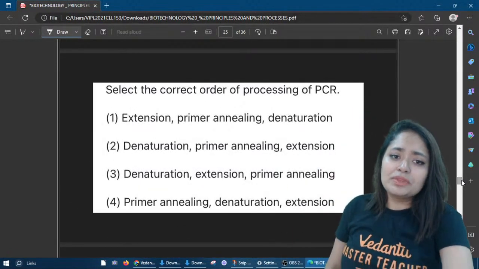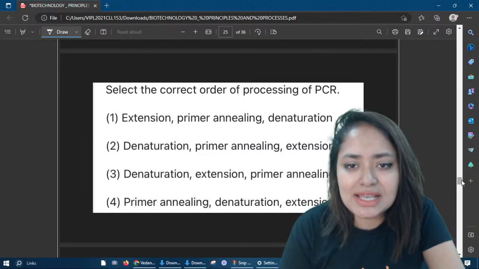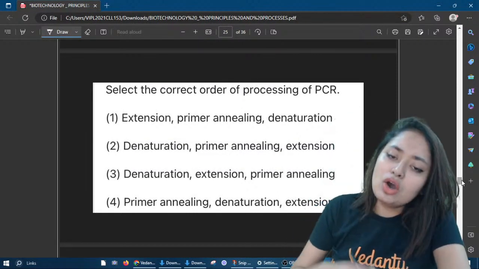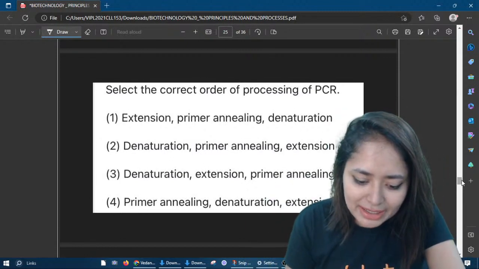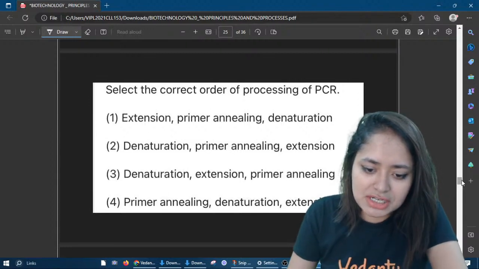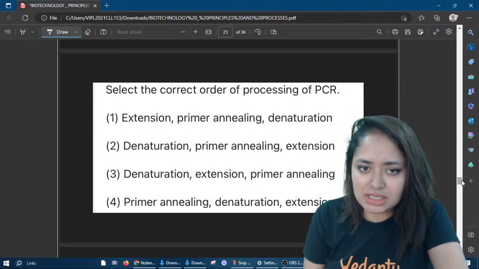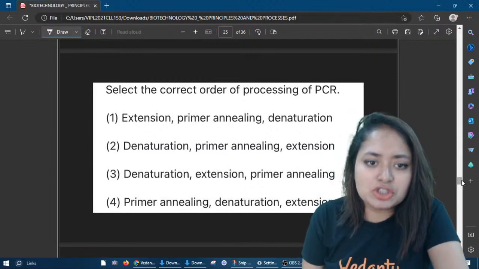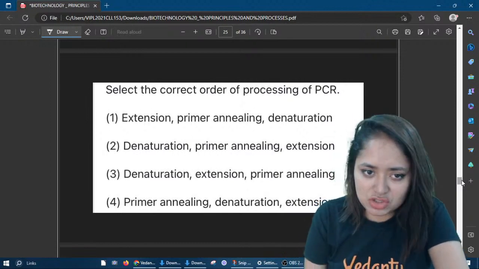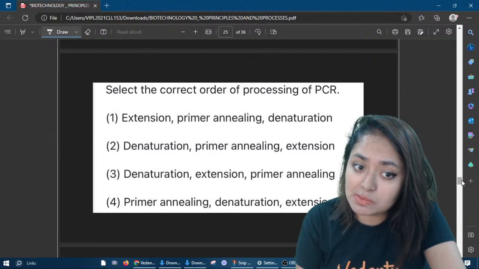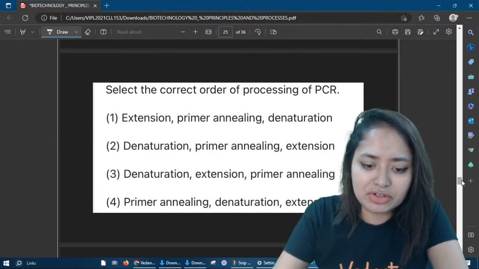Okay? So question number one is this. Select the correct order of processing of PCR. Okay? All diagrams and all I'll tell you children. Just wait for some time. Kuch der wait karo, main diagram sab batati hu. Theek hai? Chalo. Select the correct order of processing of PCR. Four options are there. Extension, primer, annealing, denaturation. Denaturation, primer, annealing, extension. Denaturation, extension, primer, annealing. Primer annealing, denaturation, extension. सोच के बताना है, फटाफट बताना है.